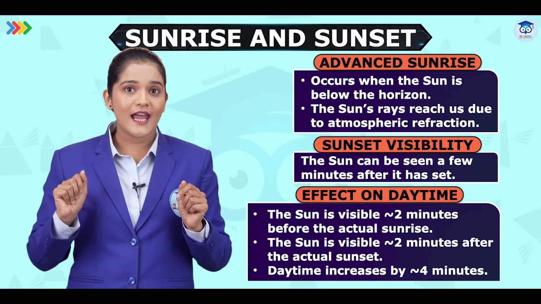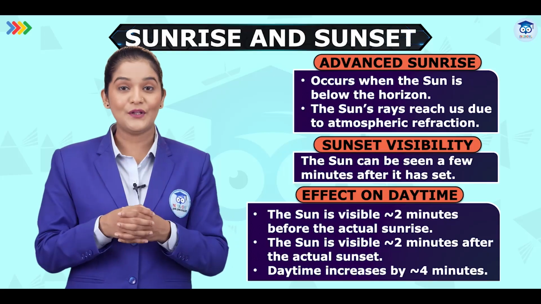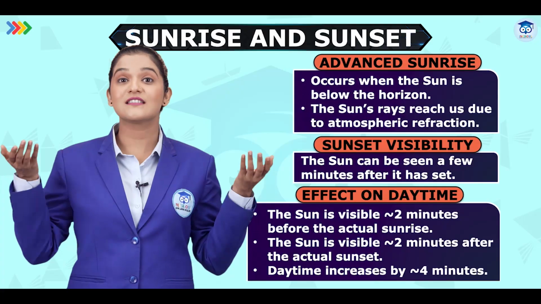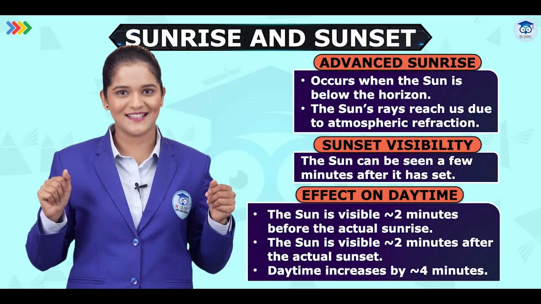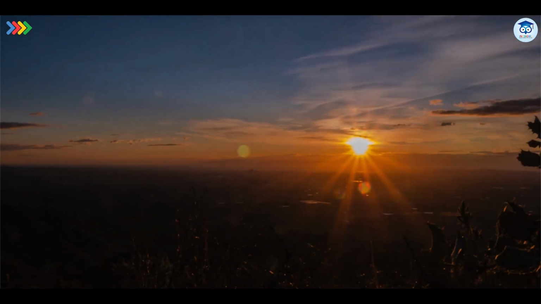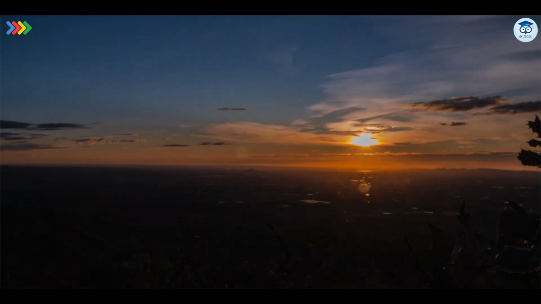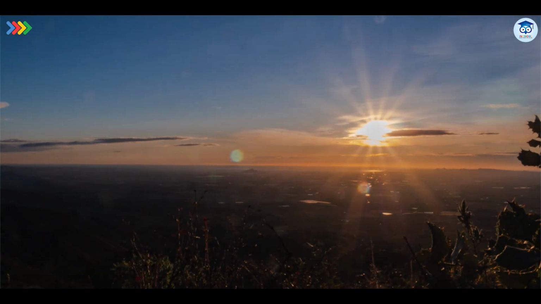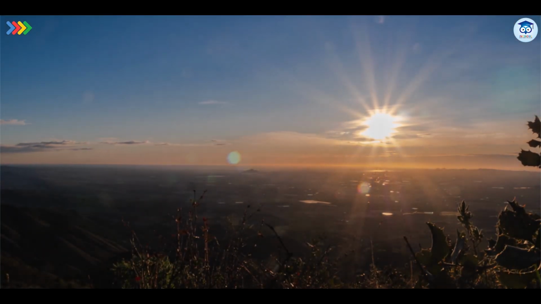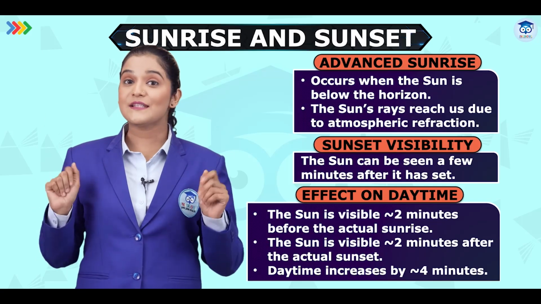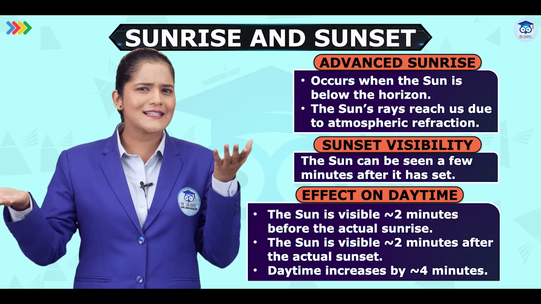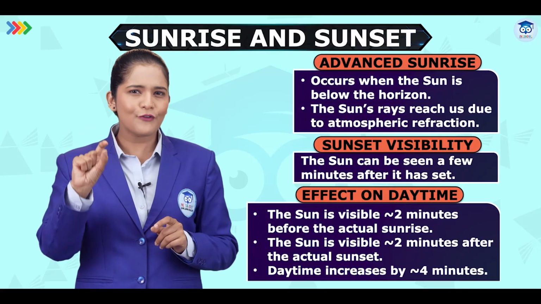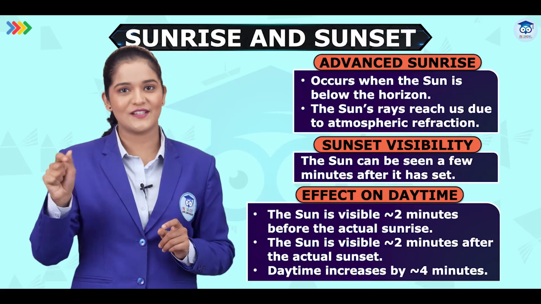Let us now understand yet another real-life example of atmospheric refraction: the phenomena of advanced sunrise and delayed sunset. During actual sunrise, the sun is still below the horizon, but its rays bend as they pass through the Earth's atmosphere due to the gradual change in air density. This bending causes the sun to appear slightly higher than its true position, allowing us to see it a few minutes before it has actually risen.